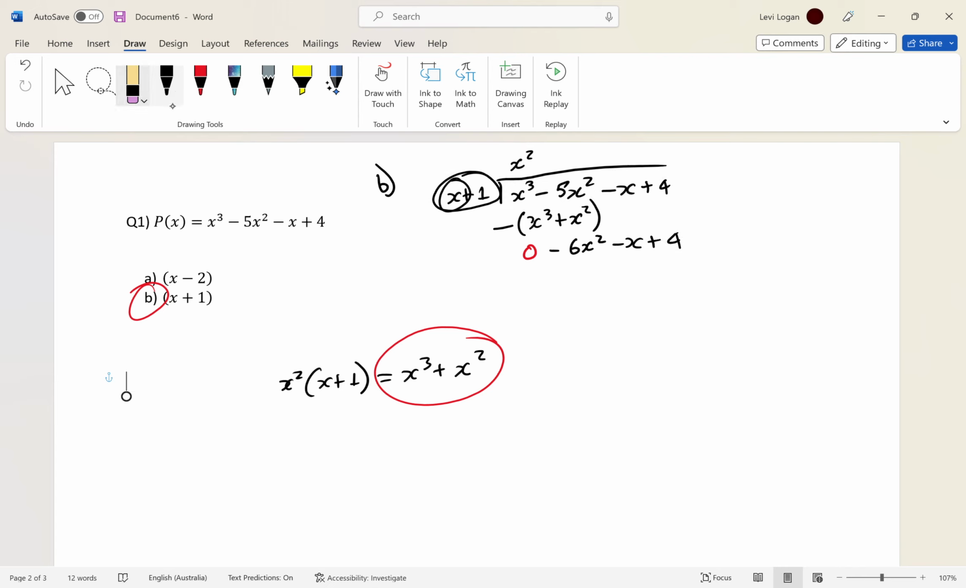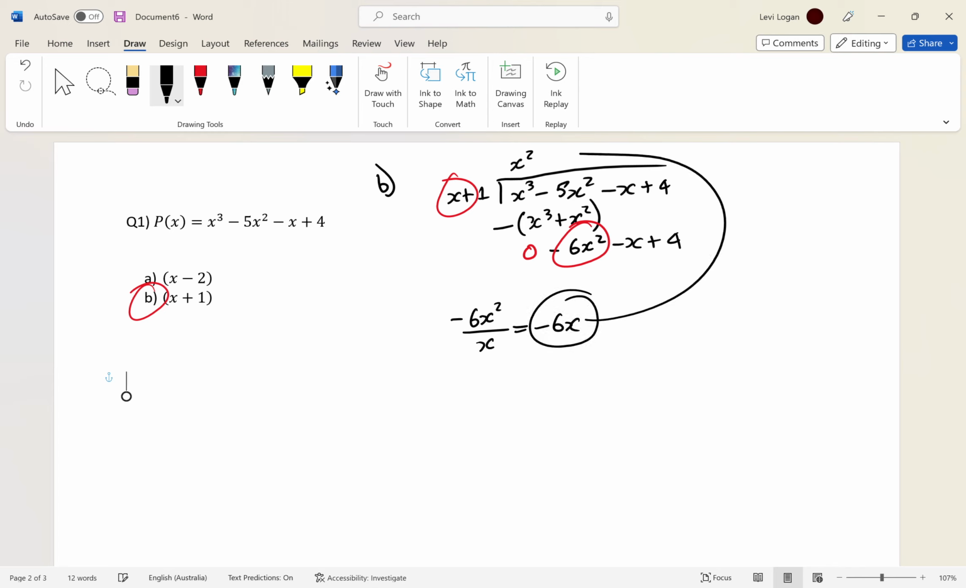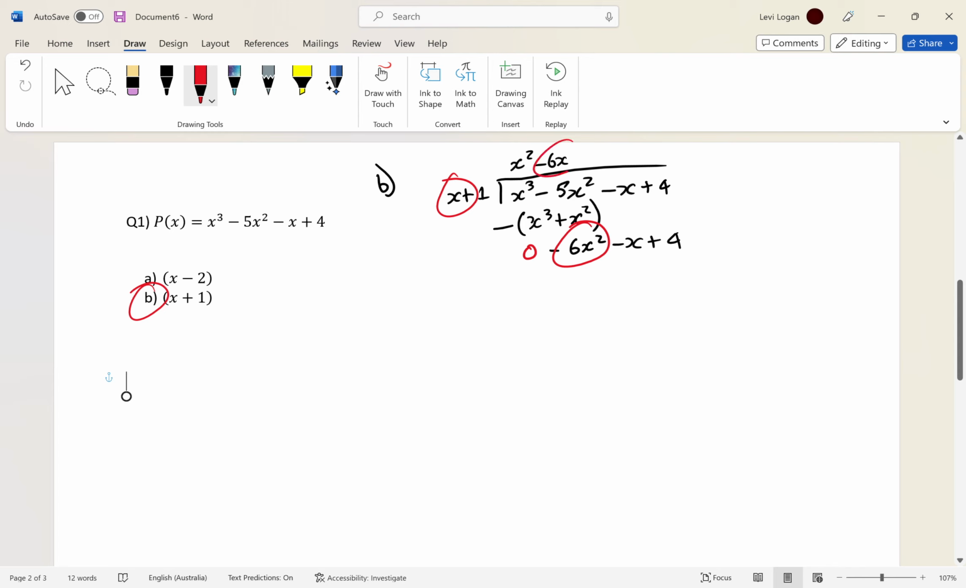Alright, cool, that was the first one. And then let's repeat the entire process. Whatever we have here, divide it by this. So negative 6x squared divided by x is going to be negative 6x. And whatever we have here, we place up here. So negative 6x, right? And whatever we have here, we multiply it by this. So we go negative 6x multiplied by x plus 1. Distribute that. So we're going to have negative 6x squared minus 6x.